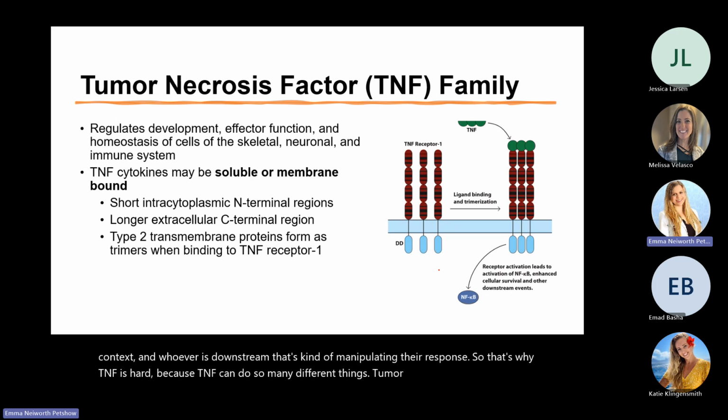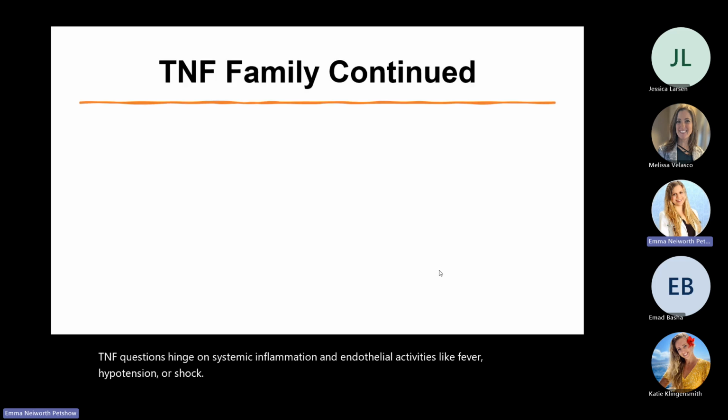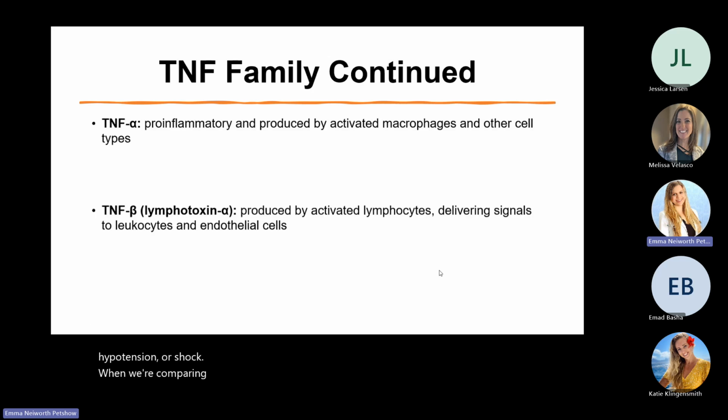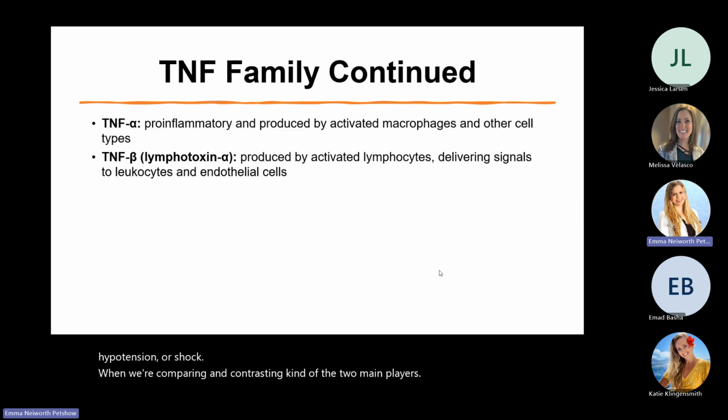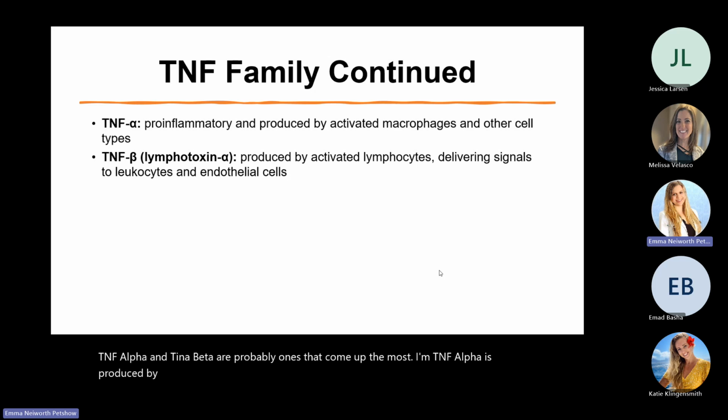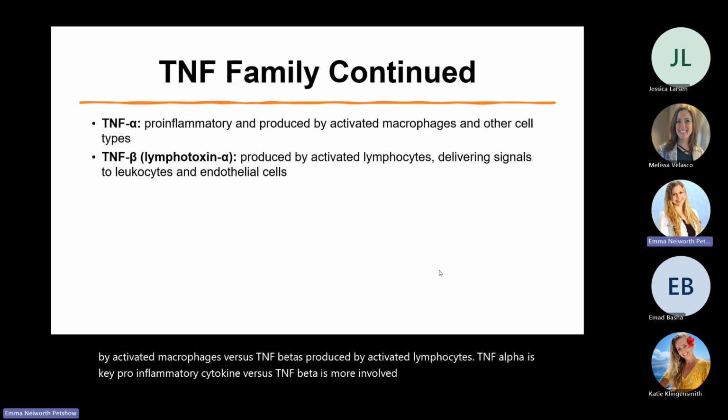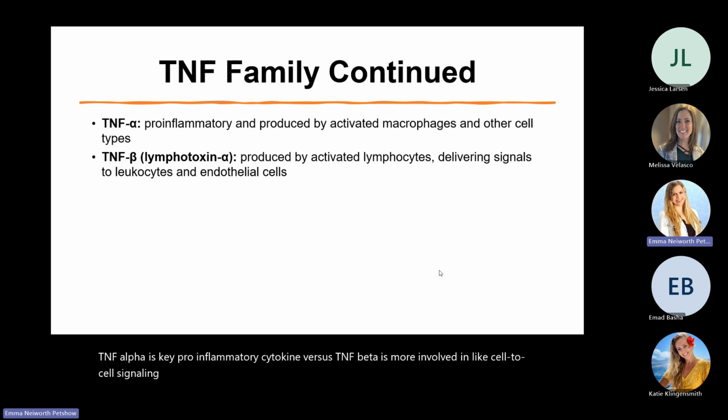Oftentimes, TNF questions hinge on systemic inflammation and endothelial activities like fever, hypotension, or shock. When we're comparing and contrasting the two main players, TNF alpha and TNF beta are probably the ones that come up the most. TNF alpha is produced by activated macrophages, whereas TNF beta is produced by activated lymphocytes. TNF alpha is a key pro-inflammatory cytokine, whereas TNF beta is more involved in cell-to-cell signaling, communication between leukocytes and endothelial cells.